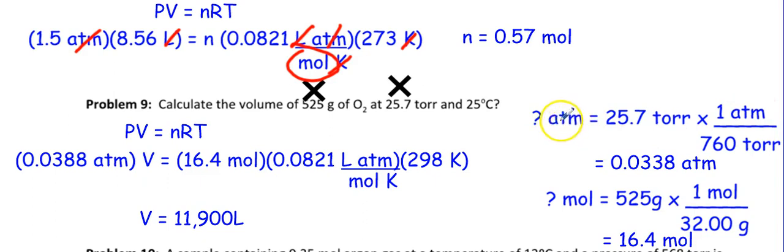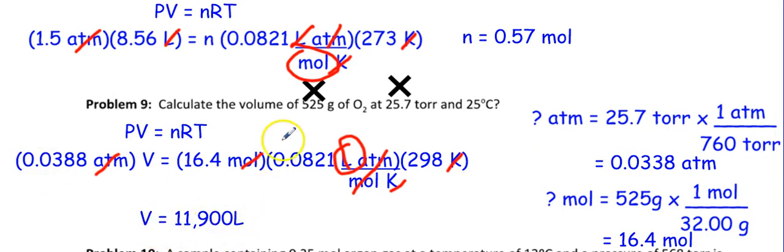Over here, I converted my torrs to my atmospheres. I got 0.0338 atmospheres. I converted my grams into moles, and I got 16.4 moles. So I plugged these values in, 0.0338 atmospheres, volume, my 16.4 moles, here's my R, here's my T. So notice what happens. My atmospheres cancels out, my moles cancels out, my Kelvin cancels out. So how did I solve for my volume? I'm circling that. I took 16.4 times 0.0821 times 298 divided by 0.0338, and I got this many liters.